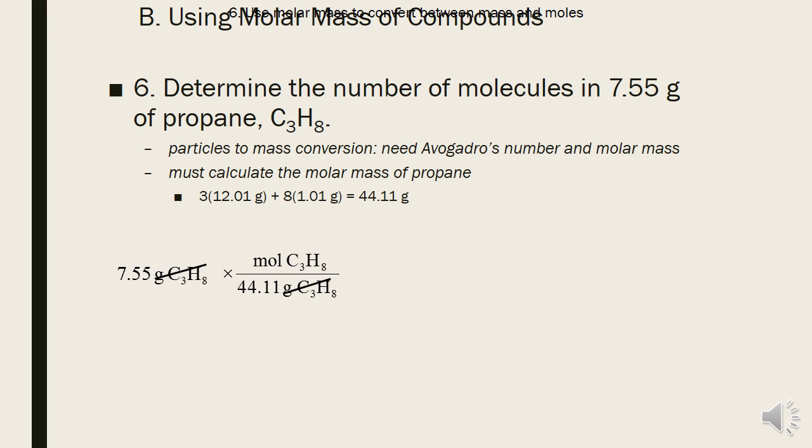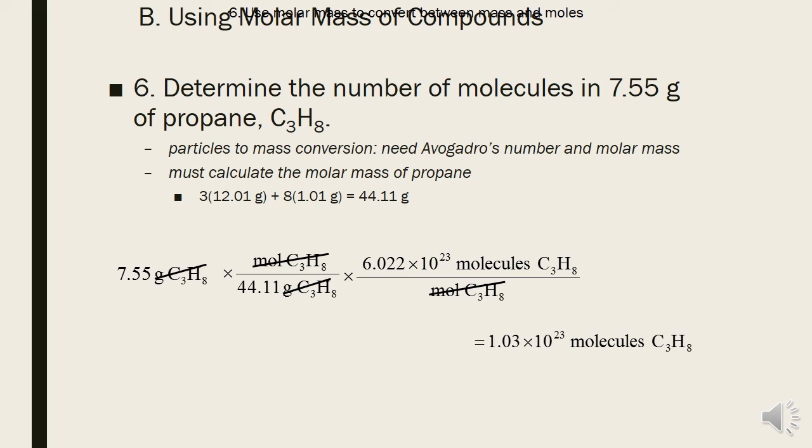Now we can convert from moles to molecules. We know every mole contains Avogadro's number of particles. So there are 6.022 times 10 to the 23rd molecules of propane in every mole of propane. And we're left with molecules, and we get 1.03 times 10 to the 23rd molecules of propane.